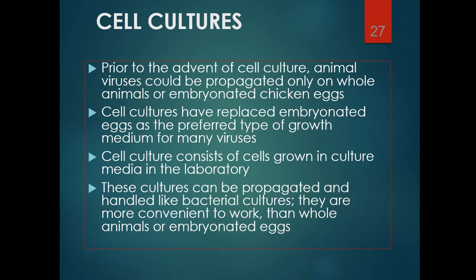Cell culture. Prior to the advent of cell culture, animal viruses could be propagated only in whole animals or embryonated chicken eggs. Cell culture has replaced the embryonated egg as the preferred type of growth medium for many viruses. Cell culture consists of cells grown in culture media in the laboratory. These cultures can be propagated and handled like bacterial cultures. They are more convenient to work with than whole animals or embryonated eggs.